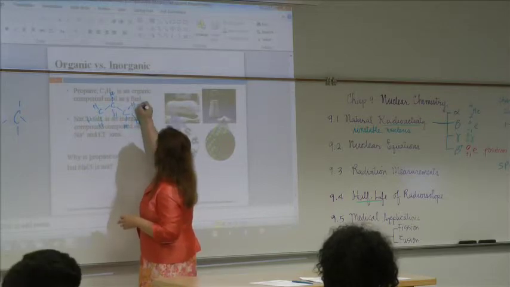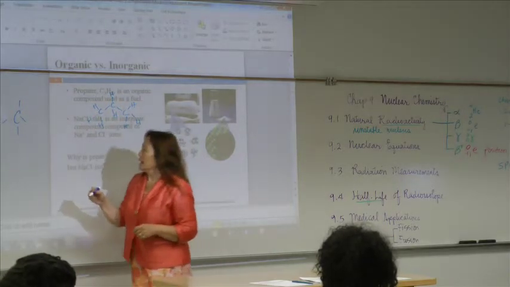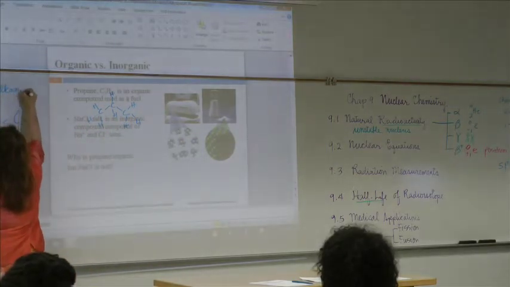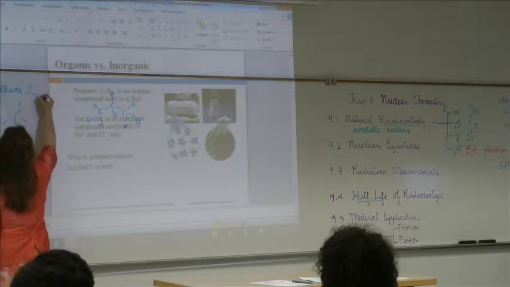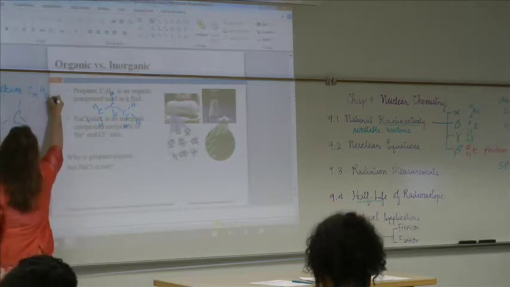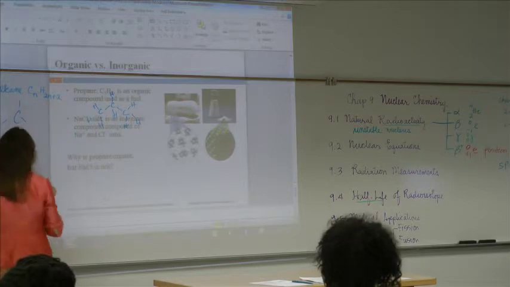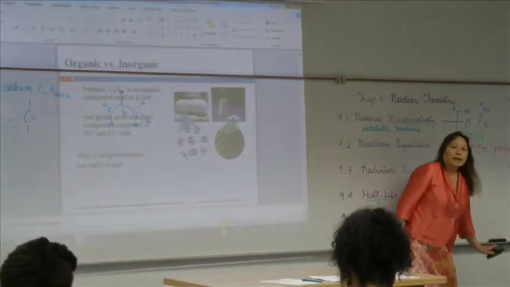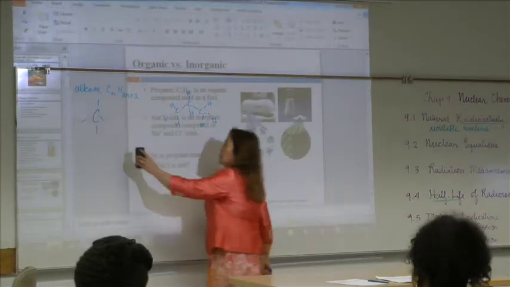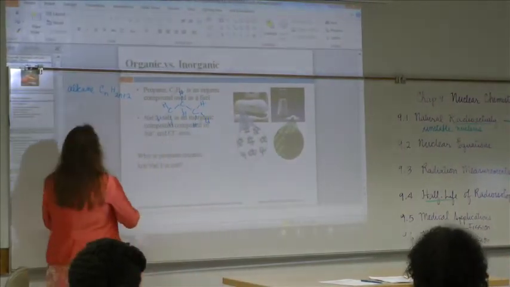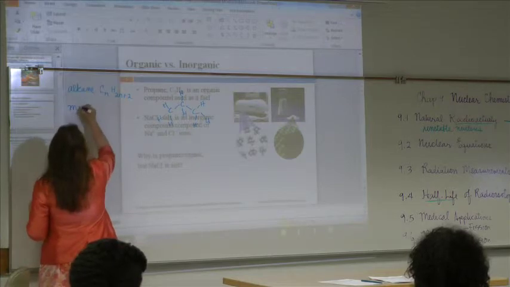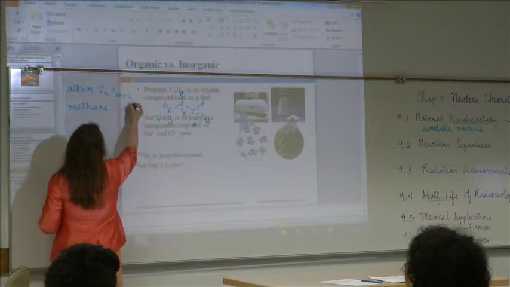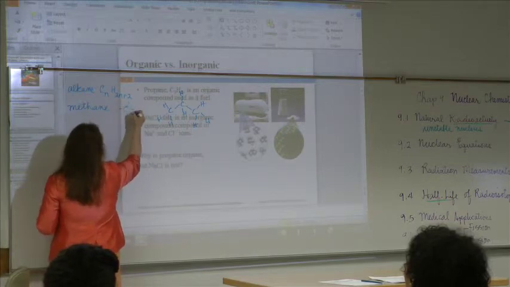So there's your C3H8. And the formula for an alkane is CnH2n+2. So the alkane, right? It just has carbon and hydrogen. So the first alkane that we made yesterday was methane, one carbon. So C, then one, two, three, four.